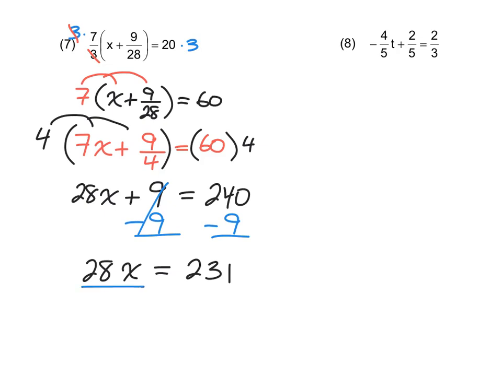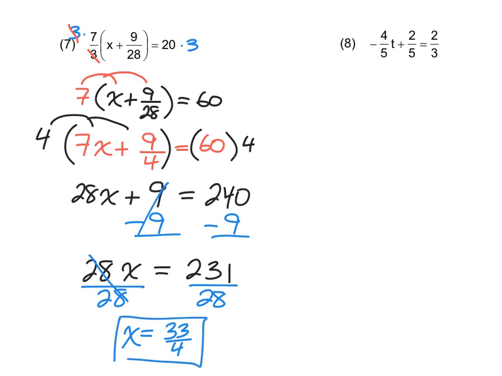Okay, well, anyway, divide by 28. Eight and a quarter. So I got a decimal value. I'm going to math frac that. Math enter, enter. 33 over 4. All right, so sometimes you're going to get some greasy looking numbers, and that's okay.